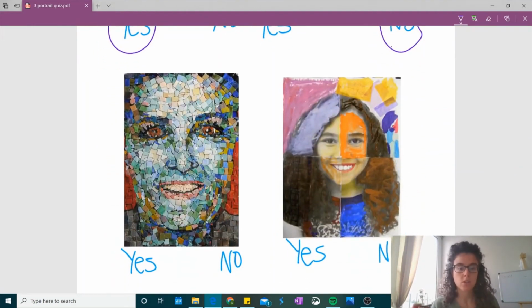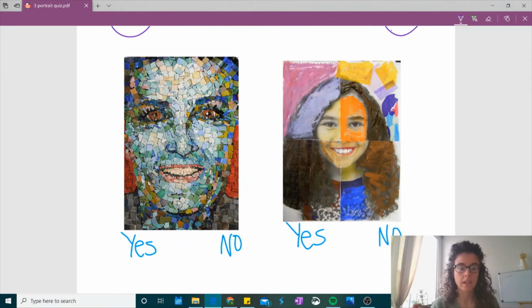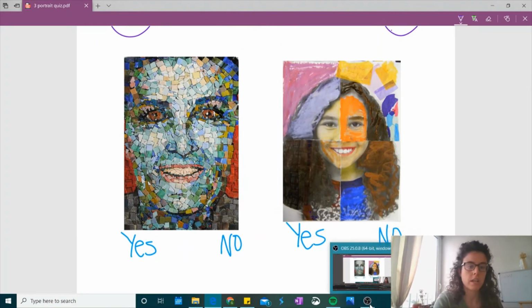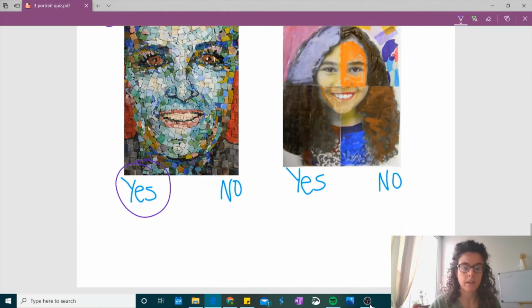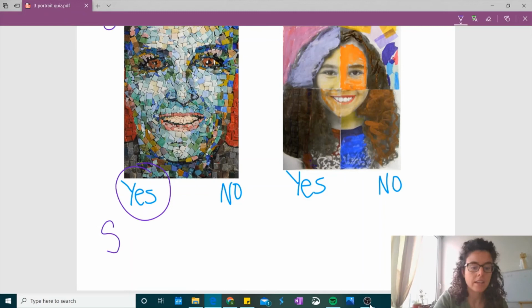And these last two, these are my favorite. Okay, so let's look at this one. This one is number 7. What do you think? Is number 7 a portrait? It is. This is actually, let me write this down for you. This is a self-portrait. Remember we talked about this in the video.